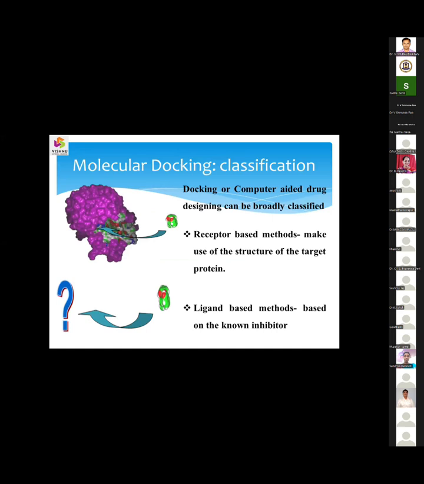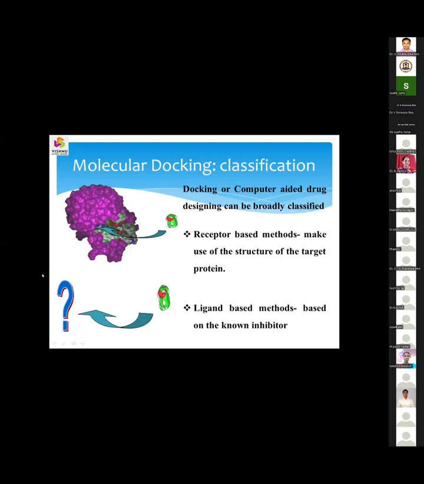So, the classification of molecular docking, or computer-aided drug design, can be broadly classified. The first one is the receptor-based method, making use of the structure of the target proteins. Here you can see the receptor-based method. We know the receptor, we know the binding site, the active site of the receptor, and here the ligand is blindly going in, binding at the receptor site. So that's the receptor-based method, making use of the structure of the target protein. If you know the structure of the target protein, you can go for the receptor-based method.